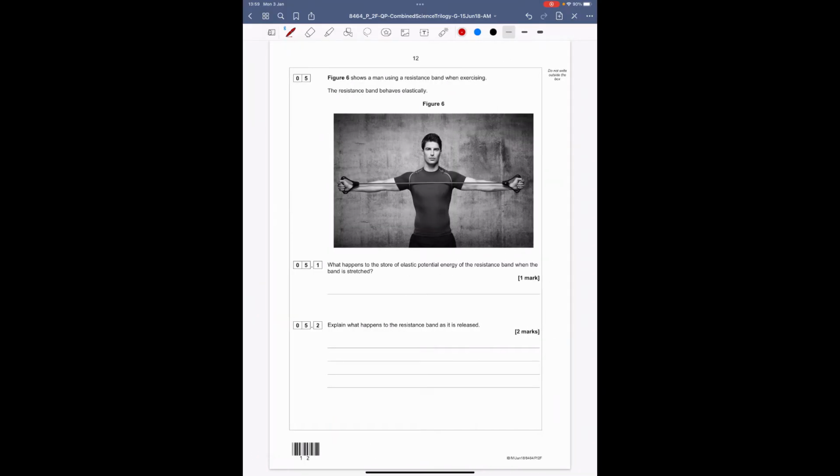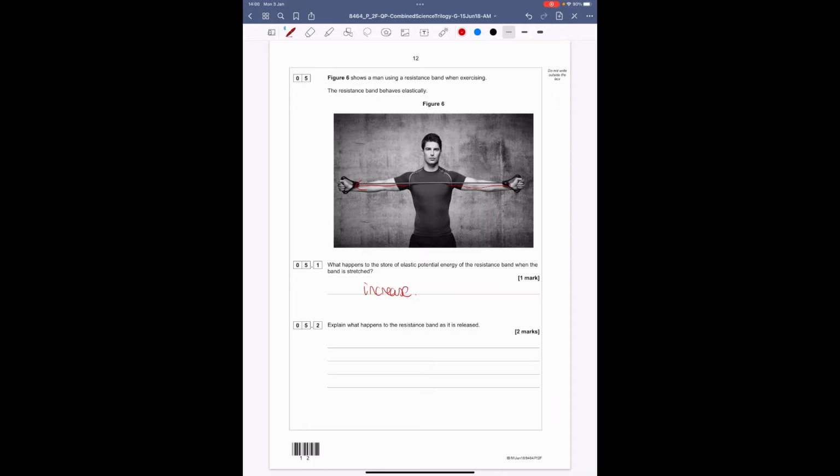Question number 5 then. Figure 6 shows a man using a resistant band when exercising. The resistance band behaves elastically. Question 5.1. What happens to the store of the elastic potential energy of a resistant band when it is stretched? So as he's pulling it apart, what happens to the elastic energy store of elastic potential energy? Well, it's going to increase because he's putting energy into it from his muscles to stretch it apart.